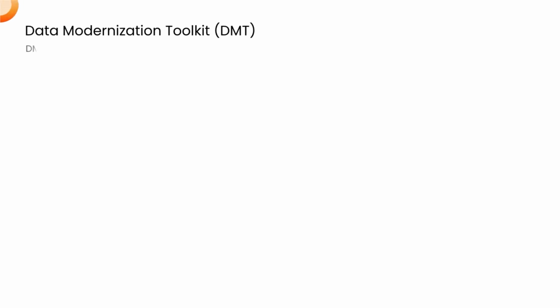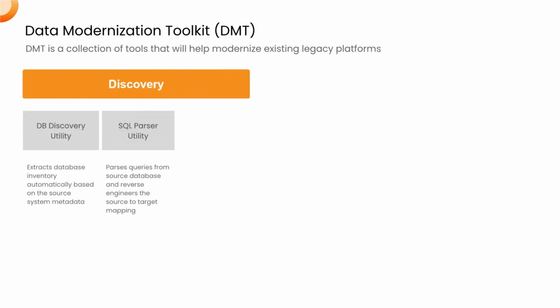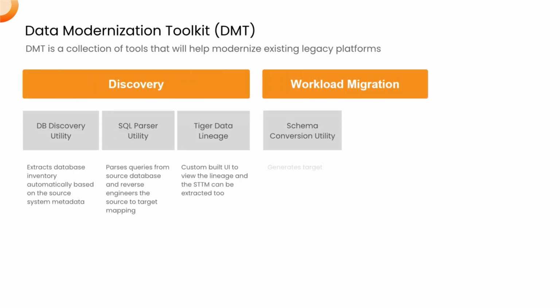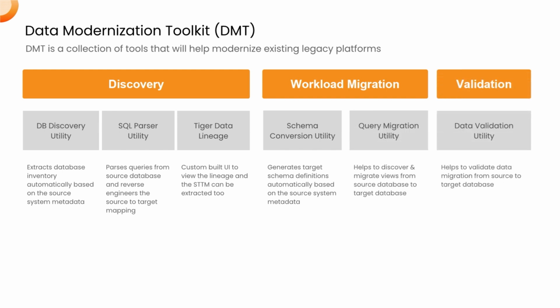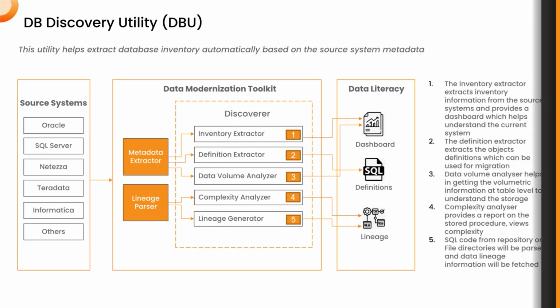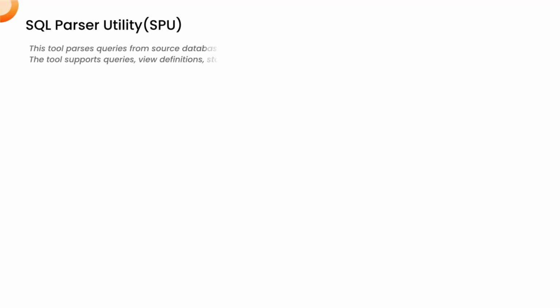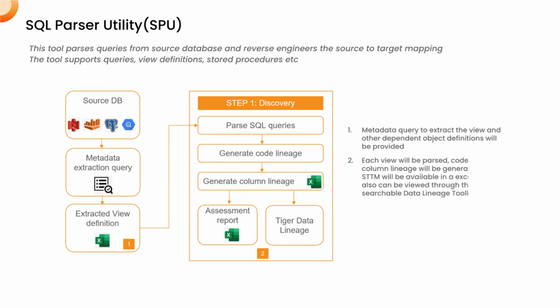Tiger Data Modernization Toolkit is a set of utilities that will help migrate from a legacy platform to a modern cloud data platform. These utilities are lightweight and can be individually deployed as per need. This utility helps extract database inventory automatically based on the source system metadata. This tool parses queries from source database and reverse engineers the source to target mapping. The tool supports queries, view definitions, stored procedures, etc.